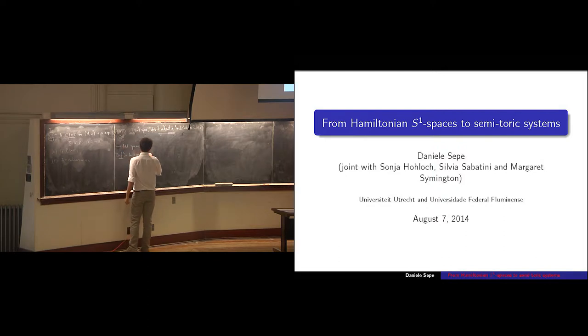So a Hamiltonian S1 space is a symplectic manifold together with a Hamiltonian S1 action, and J is just the moment map of this Hamiltonian S1 action. And throughout, I will assume that it's effective. In some sense, formally, effectiveness says that the only element of S1 that acts as the identity on all points of M is the identity.